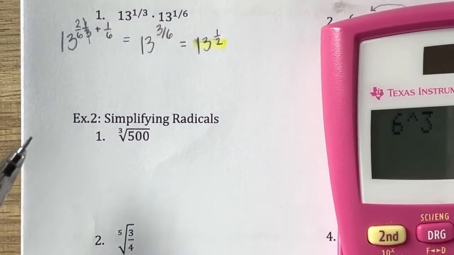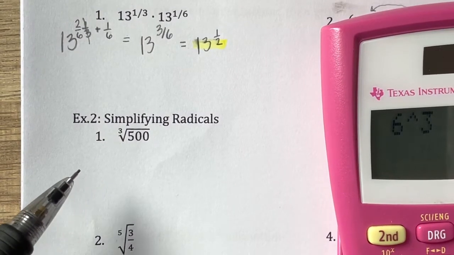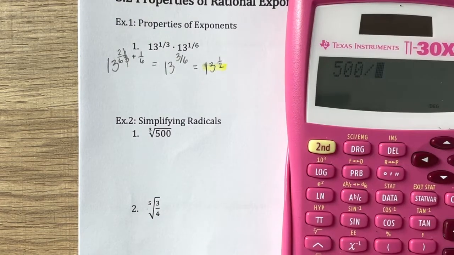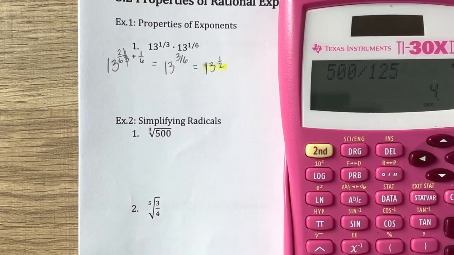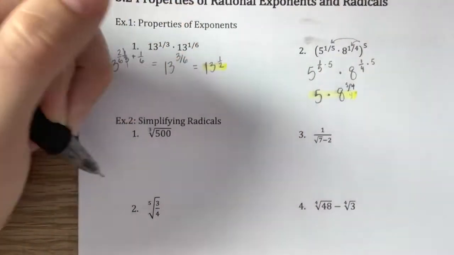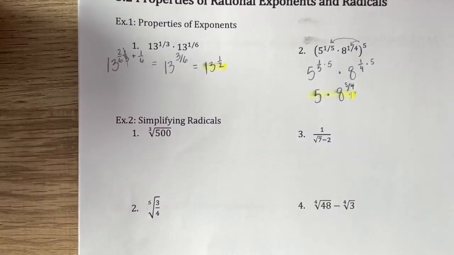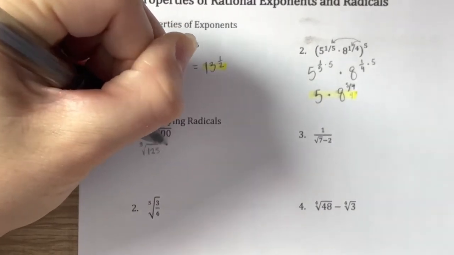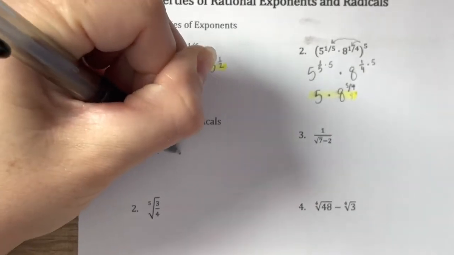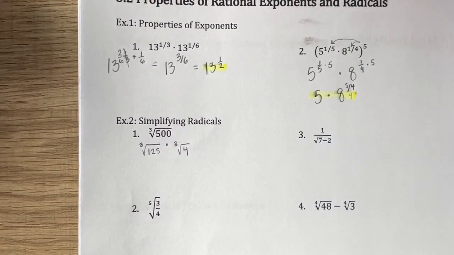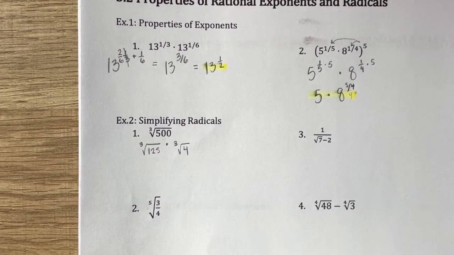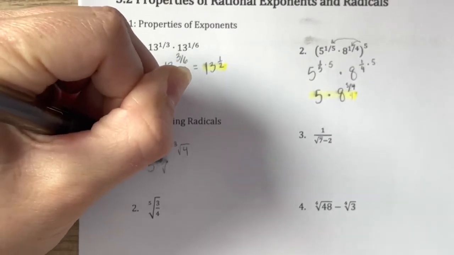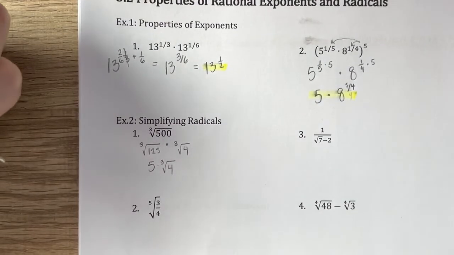So are there any perfect cube factors of 500? 125 is a factor of 500. 500 divided by 125 is 4. So I can break this radical down into the cube root of 125 times the cube root of 4. And then the cube root of 125 we know is 5. So it's 5 times the cube root of 4. We obviously can't simplify the cube root of 4 at all, so we're done there.